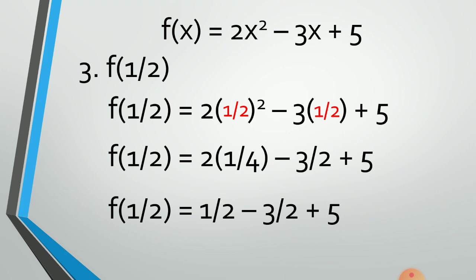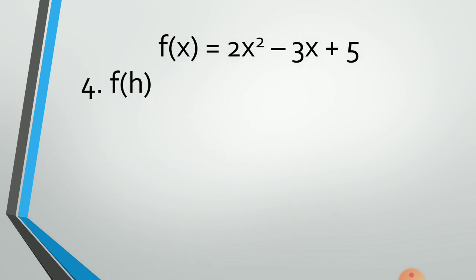that is 1 half. Then copy minus 3 halves plus 5. So 1 half minus 3 halves is equal to negative 2 over 2, or that is negative 1. So negative 1 now plus 5 is equal to 4. So f of 1 half is equal to 4.